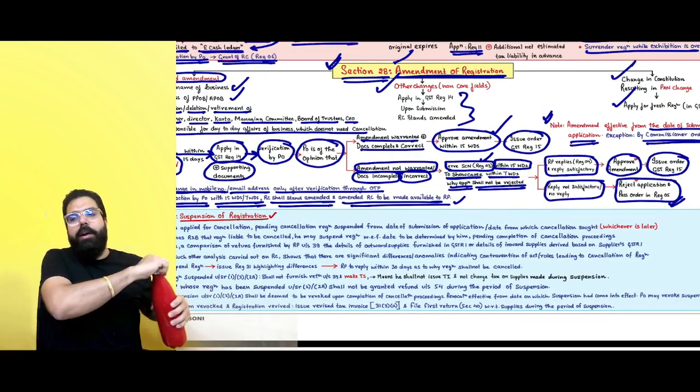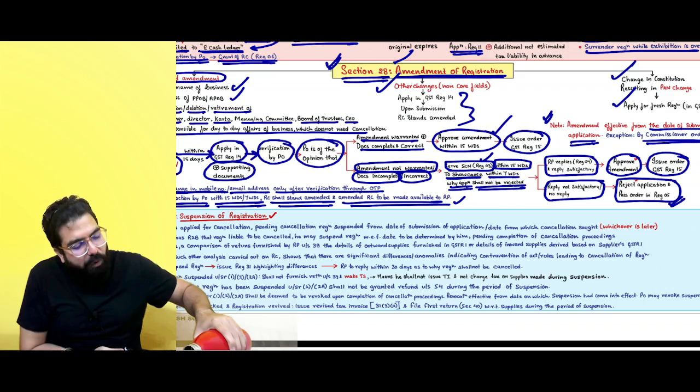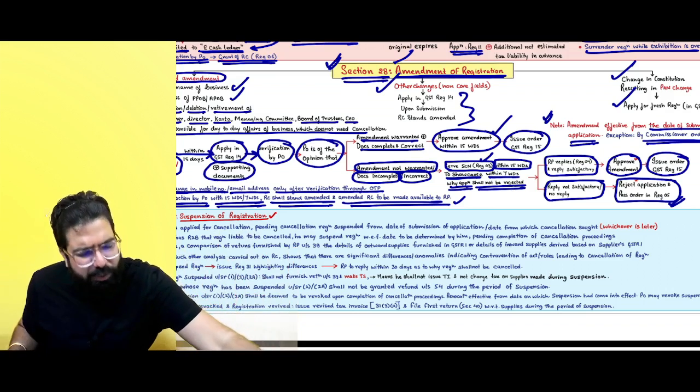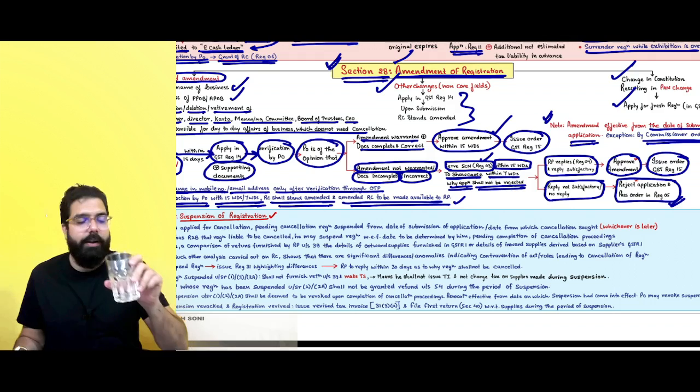Student says, sir, do we have to remember all the form numbers? No, you don't have to remember. If you remember, very good. If you don't remember, don't put any extra efforts to remember them. Okay, done, sir.